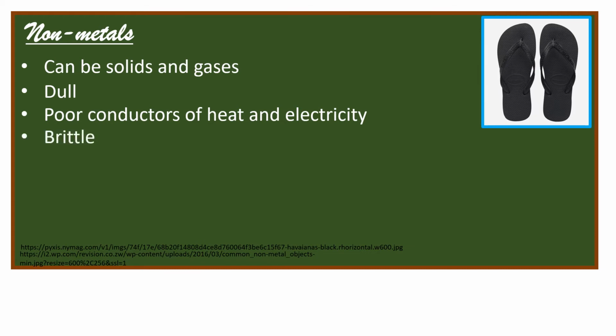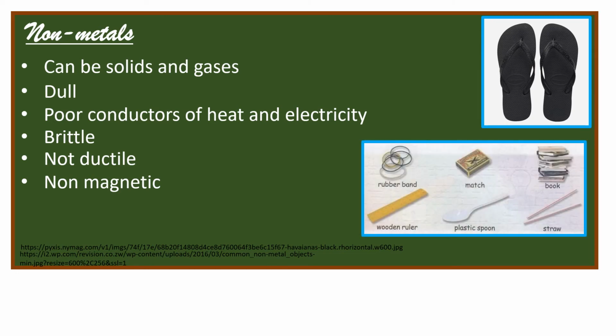Then, nonmetals are brittle and not ductile. They don't have the ability to be stretched into wire, and also nonmetals are nonmagnetic, meaning to say that magnets cannot attract these nonmetals. So here is an example of a nonmetal: rubber band. Another one is match, book, wooden ruler, plastic, and straw.